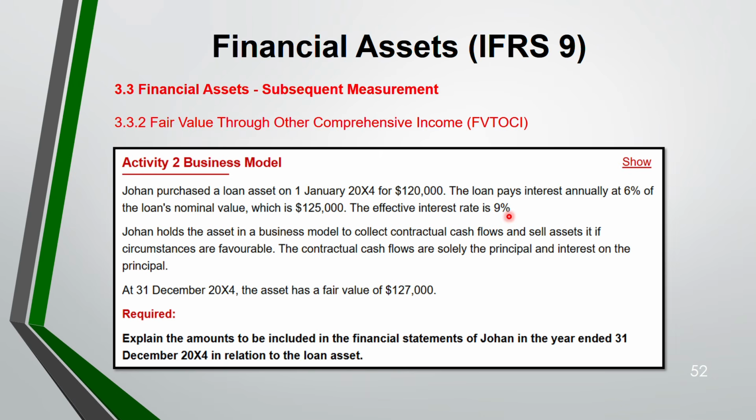Effective is 9%. Always check the business model to decide the measurement basis, whether it's amortized cost or OCI. If they are holding the asset to collect the cash flows and sell, what does it mean? OCI. And they are meeting the contractual cash flow test, that is solely payments of interest and principal. So this is a debt investment. Number 1, it is understood from the word loan. And second, OCI. And the asset has a fair value of 27,000.